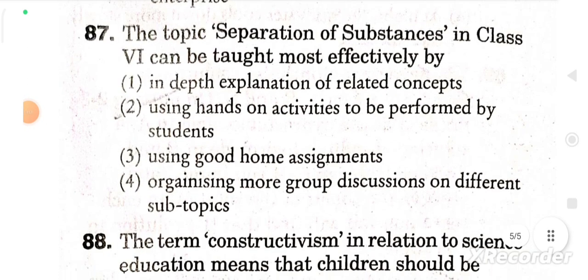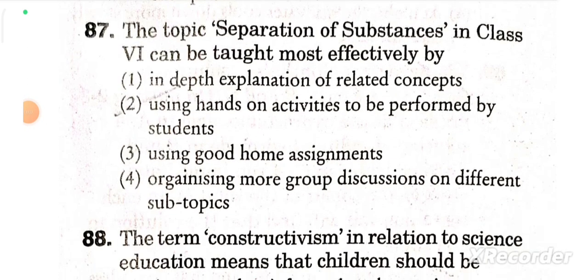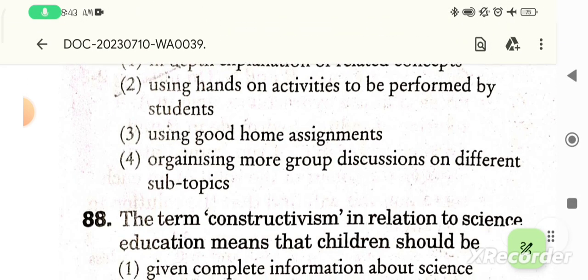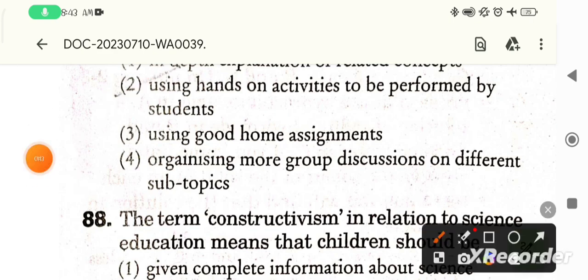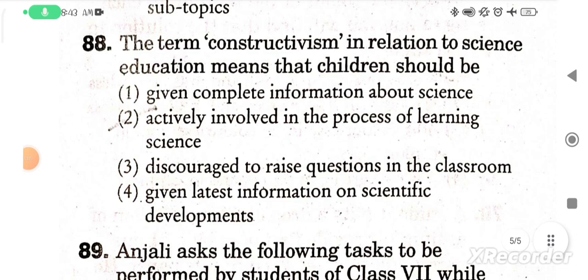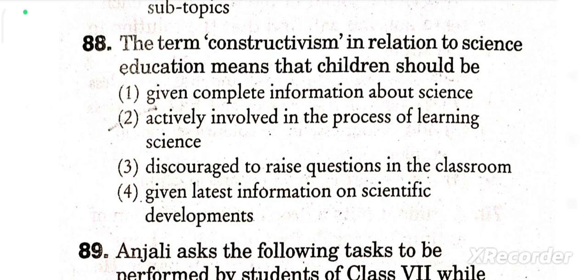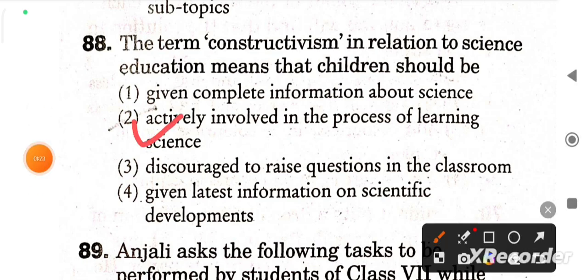Next question is, the topic separation of substances in class 6th can be taught most effectively by using hands-on activities to be performed by the students. Second one will be the correct option. Next question, the term constructivism in relation to science education means that children should be actively involved in the process of learning science. Second one will be the correct option.